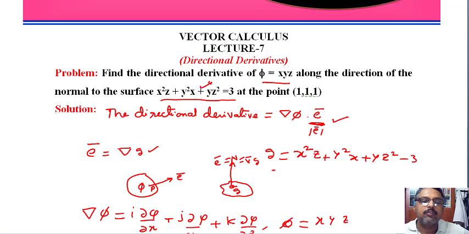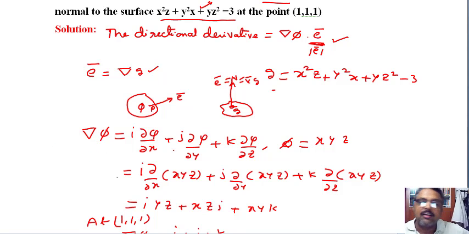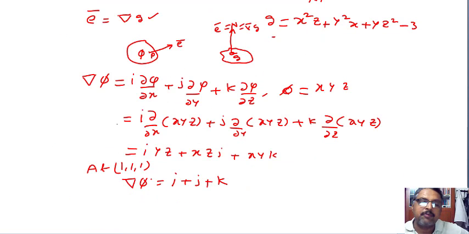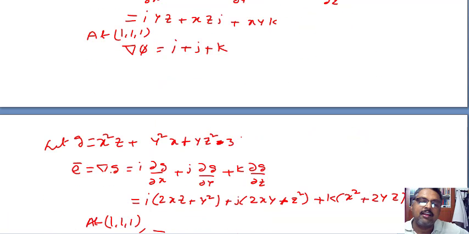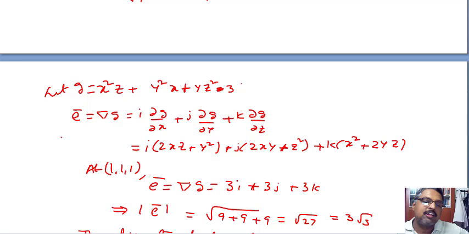After finding del phi, put x equals 1, y equals 1, z equals 1, and you will get i plus j plus k. Then find the gradient of g. Gradient of g equals i dou g by dou x plus j dou g by dou y plus k dou g by dou z. Now this is nothing but e bar. Put x equals 1, y equals 1, z equals 1, and you will get e bar.